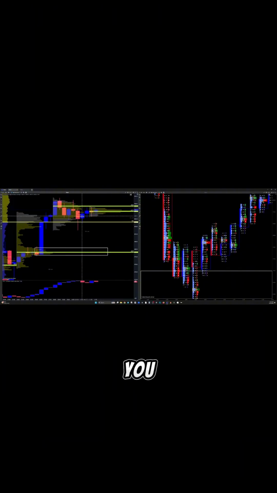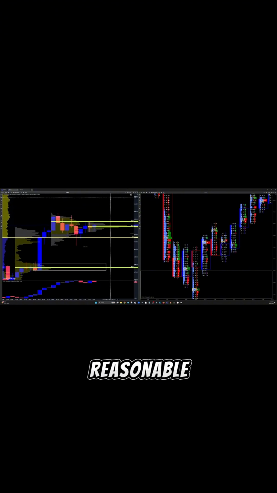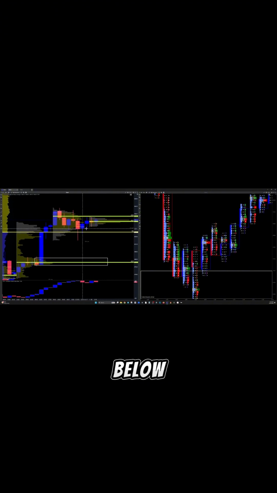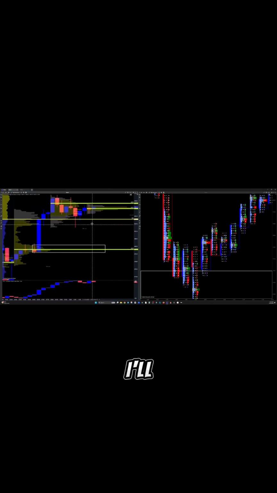Because why do you think price will come back down? You can see we spent the whole 30 minutes in here. All right, and we are within the high value area and low value area here. Okay, so if we can break above this high value area high, then we should be pushing up to some reasonable distance. But if you close below this, then I'll be coming down.